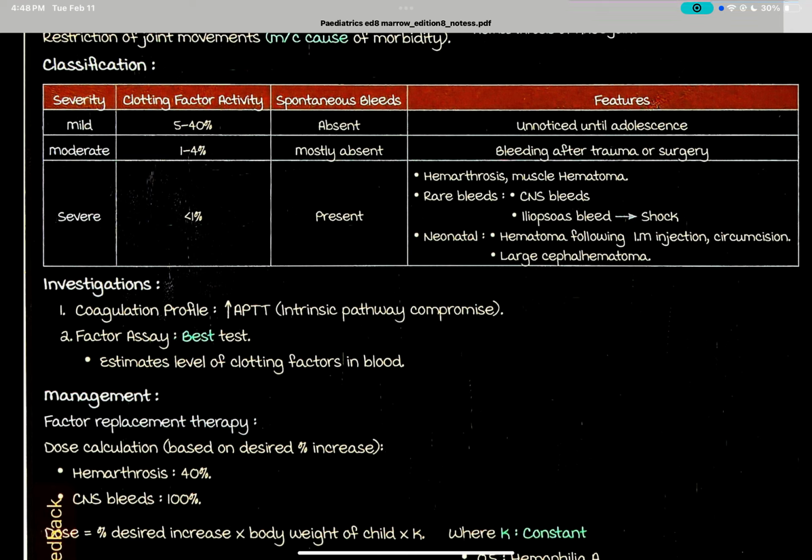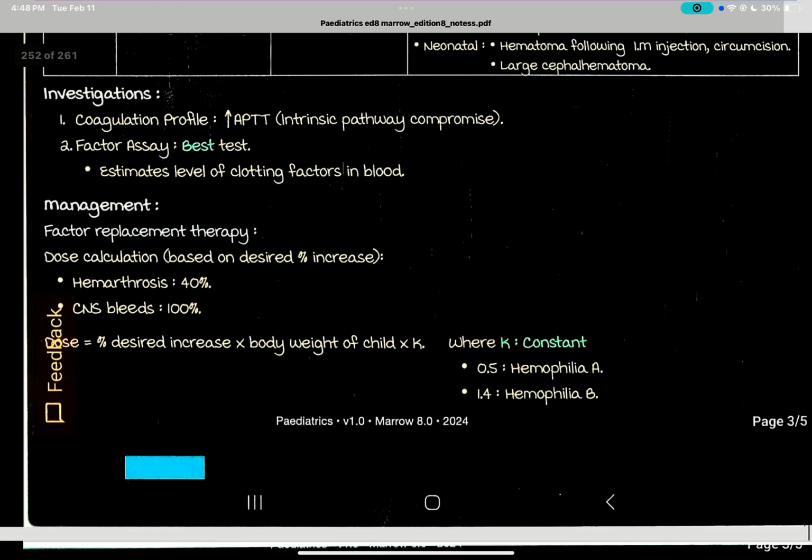Moderate: clotting factor activity is more like 1 to 4%. Spontaneous bleed is mostly absent, but bleeding after a trauma or surgery can happen. Mild: clotting factor activity is 5 to 40%. There are no spontaneous bleeds, and it goes unnoticed till adolescence.